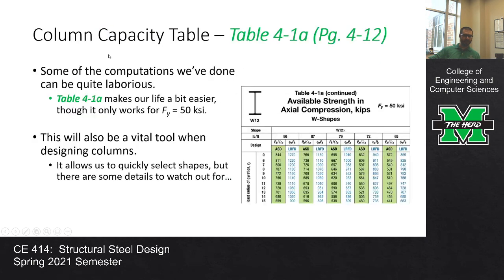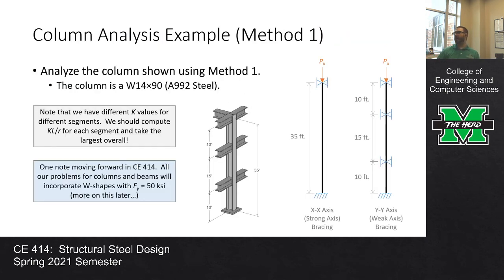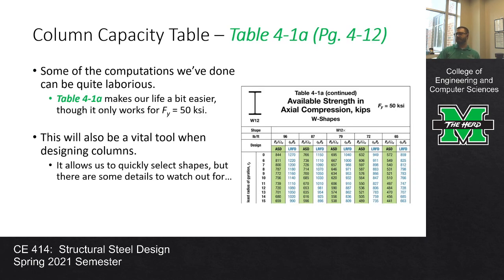Okay, so here's the problem we just did. I'm assuming everybody's good with that. Here's method two, and method two is to basically look up the capacity. The first thing worth mentioning about this table is that Table 4-1A is limited to 50 KSI steel, and that's one of the reasons why we're limiting the design here on out to 50.